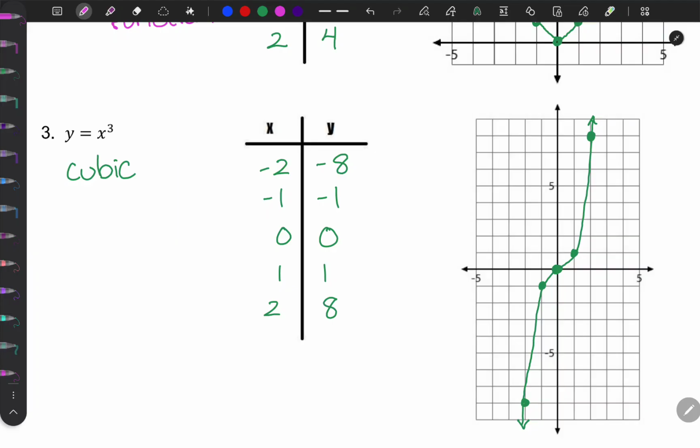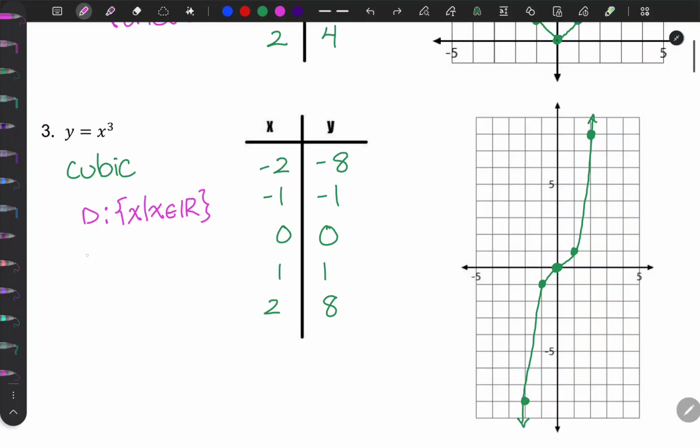All right, looking at our end behavior, we can see that we still have a domain of all real numbers. So we'll write x such that x is an element of all real numbers. And again, the graph keeps going up here, it keeps going down here. So we know between those two that our range is also all real numbers. So y such that y is an element of all real numbers.